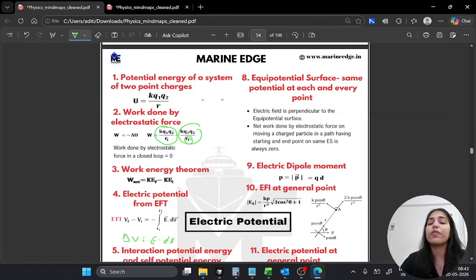Now, equipotential surface. Those surfaces where, even if you try to move an object from one place to another, there is no change in potential are known as equipotential surfaces. The electric field is perpendicular to the equipotential surface. So let's say this is a charged wire; at a fixed length, this point, this point, this point will be equipotential. There is no change in potential energy. So the electric field is always acting perpendicular to the equipotential surface. Net work done when you move some charge on an equipotential surface is always zero.